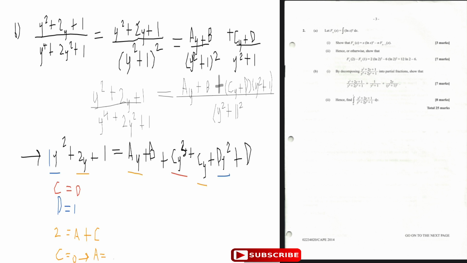Finally, let's go ahead now and find out our constant. We have 1 here is equal to b plus d. But we already know what d is. D is 1. And so b must equal 0, because 1 is equal to b plus d.